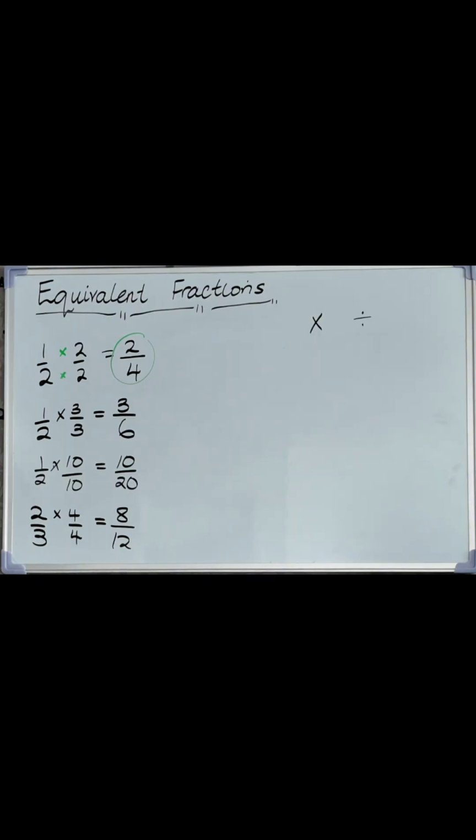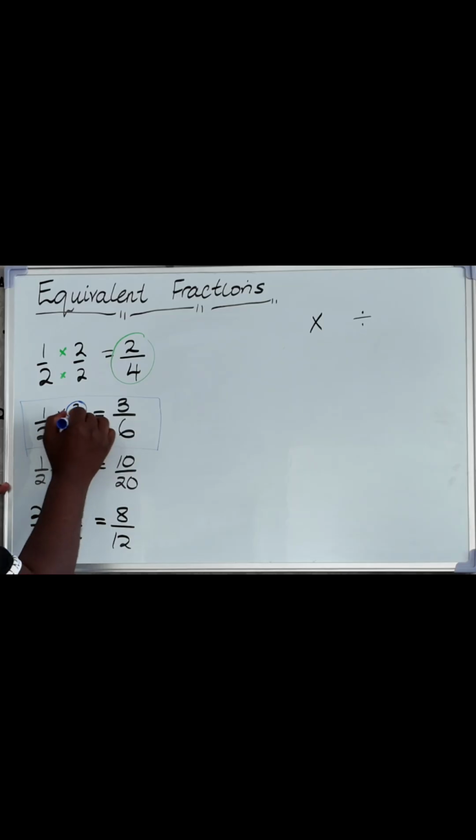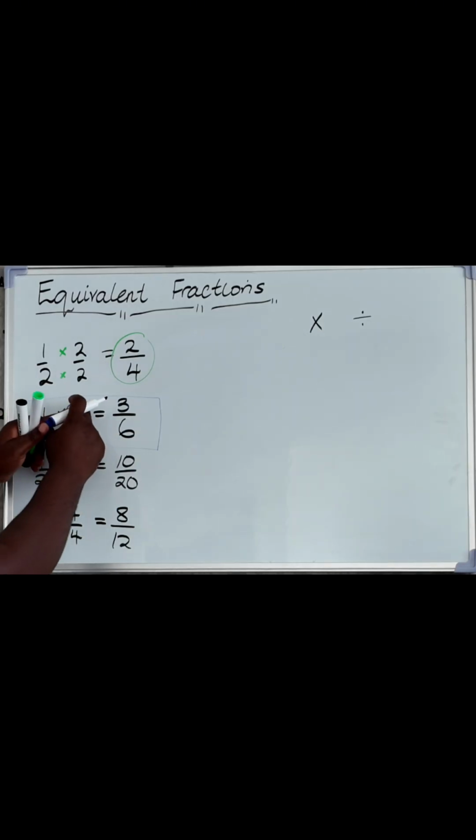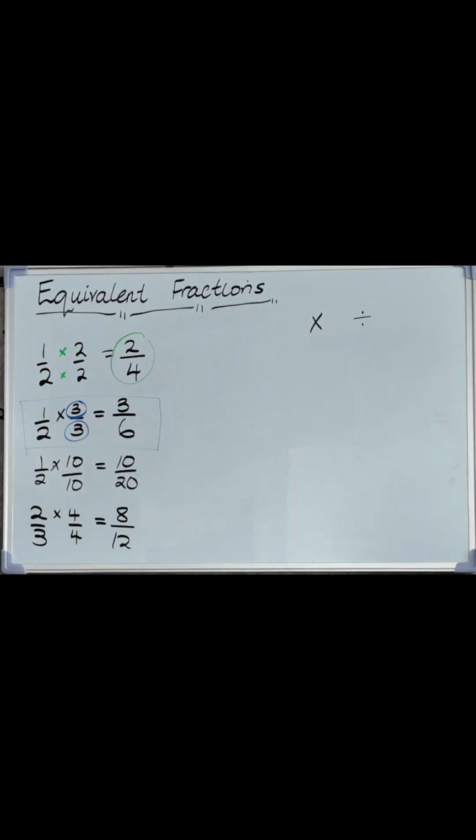So that's how you simply get equivalent fractions. Multiply the given fraction by any number of choice if you're not given any number. Then the answer you get is the equivalent fraction. But most importantly, remember that the number that you multiply the numerator by is the same number you should multiply the denominator by again. Let's look at this one. We multiplied 1 by 3, so we also had to multiply 2 by 3. So if we multiply by 3 over 3, then that's correct.